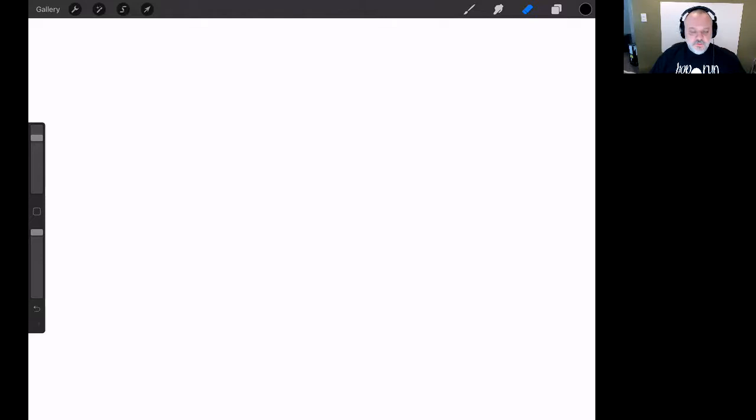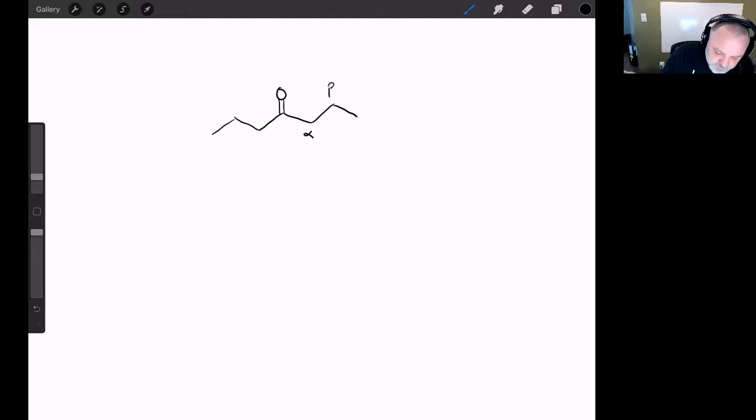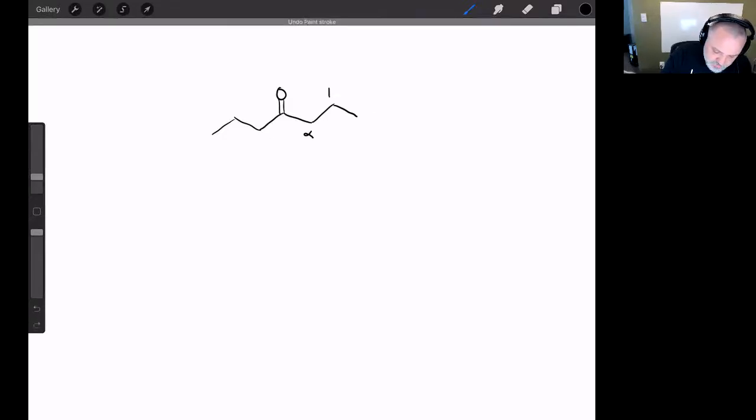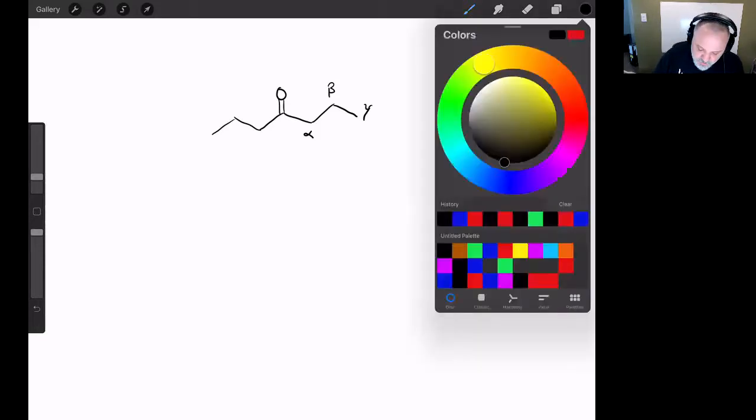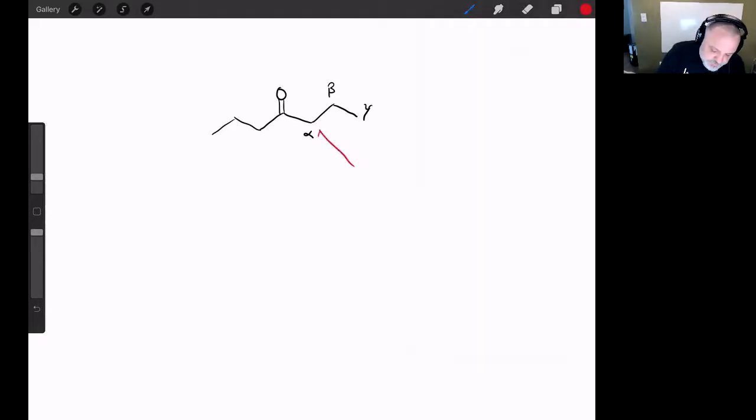All right, so let's take a look at what I mean by alpha carbons. If I look at a standard carbonyl group, then the carbons that are not the carbonyl carbon get Greek letter designations. What we're talking about when we say alpha carbon is this carbon here. This is the alpha carbon.